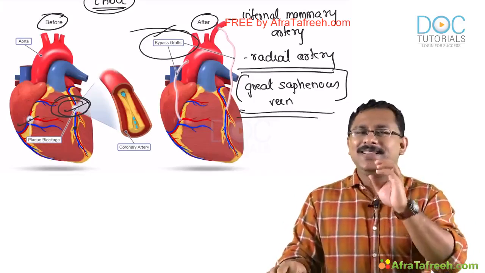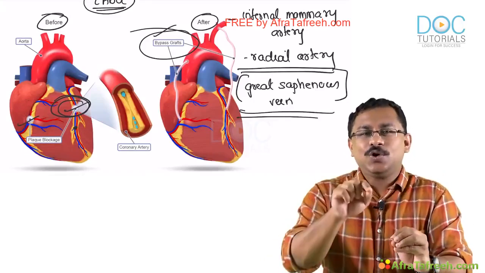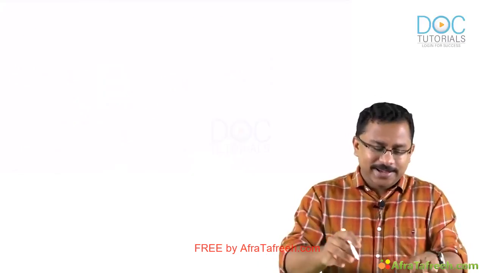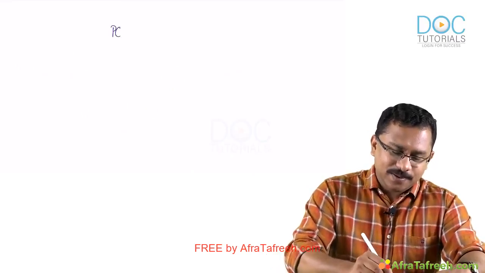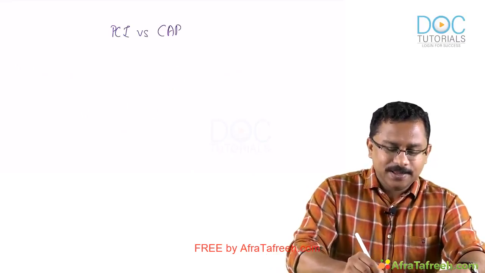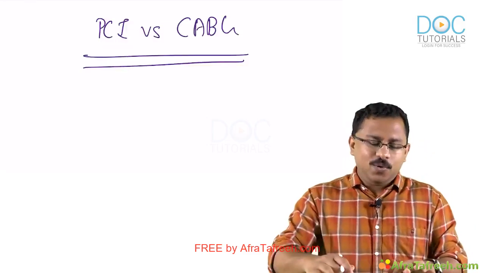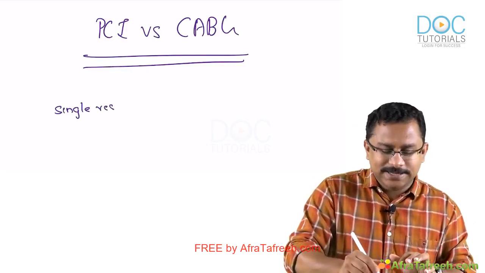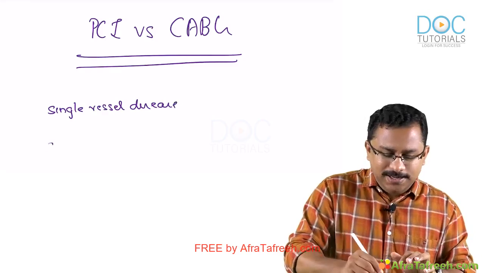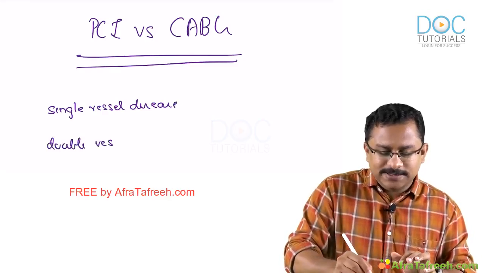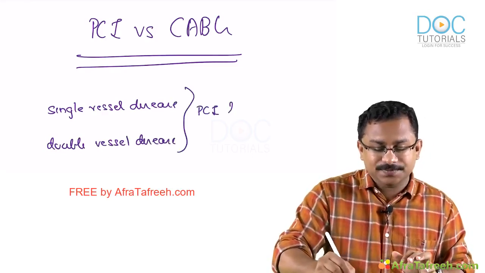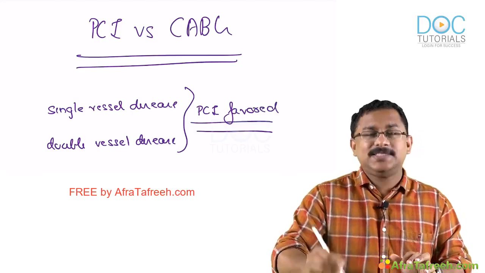Now, having learned regarding the revascularization procedures, you should know what is the procedure that is ideal. So let's try to see, PCI versus CABG. Remember that if you have a single vessel disease or a double vessel disease, in general your PCI is favored.